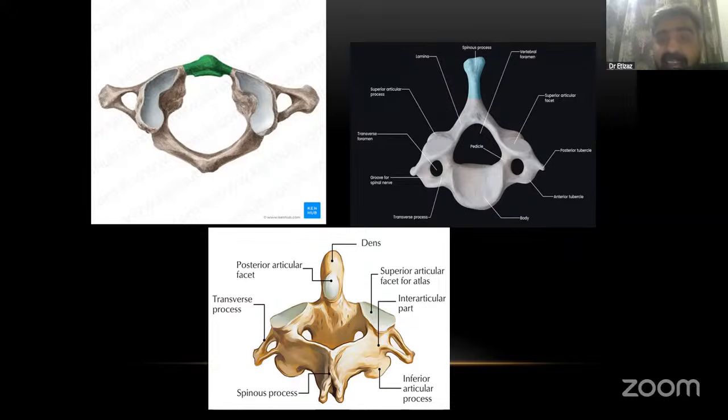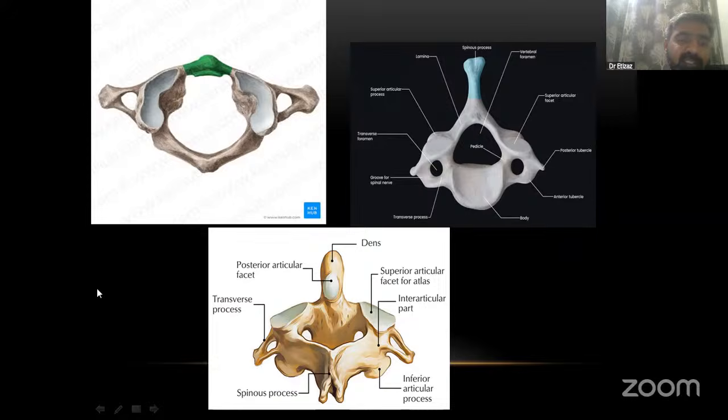Atlas, Axis, and the C7. These are the atypical vertebral bodies. Look at this one. The topmost on the left side is the C1. It has no body at all. That's why it is the atypical cervical body.